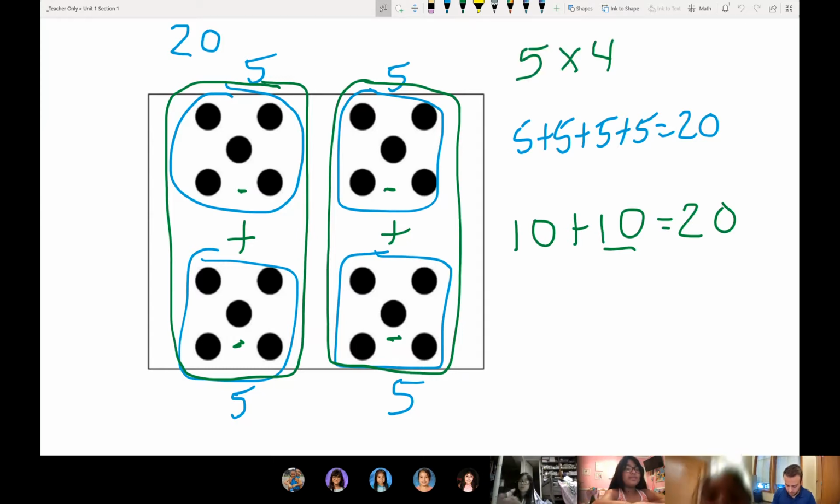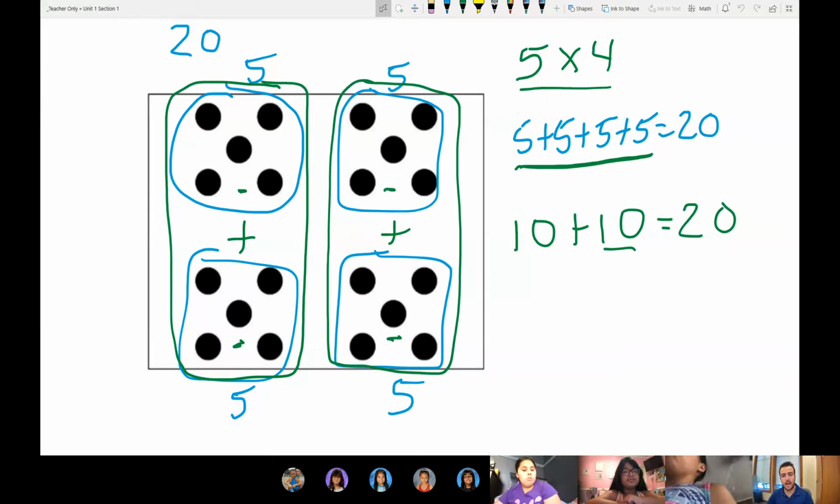We can go 5 times 4. Look at this right here. Was that who explained first? Was that Katie? Yeah. Katie's addition problem right there that I just underlined in green is the exact same thing as what Camila described up top. This 5 plus 5 plus 5 plus 5 is adding 5 four separate times.